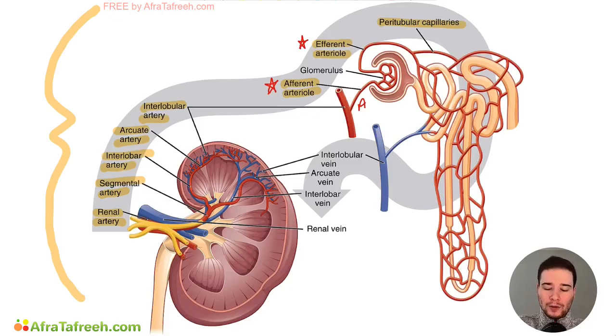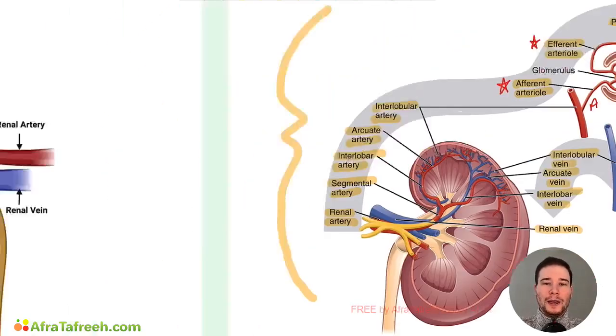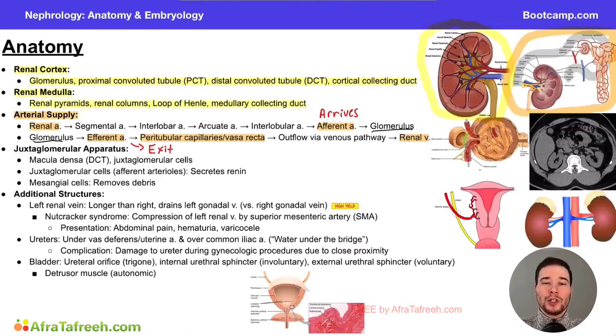Ultimately, the blood is going to leave through similar structures on the venous side and finally make its way out of the kidney through the renal vein. Now, another very high yield structure that they want you to know, because they will ask you test questions about it, is the JG apparatus, or the juxtaglomerular apparatus. Key structures here include the macula densa, the juxtaglomerular cells, sometimes called the JG cells, and the mesangial cells as well.